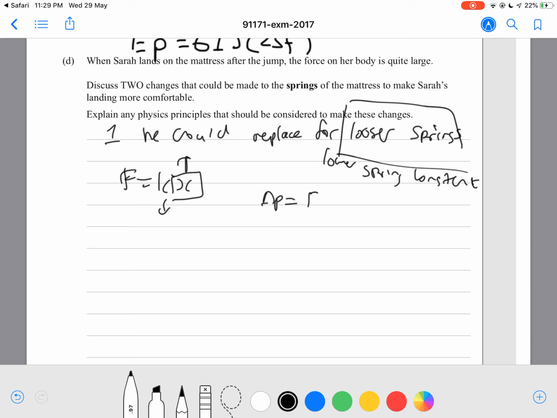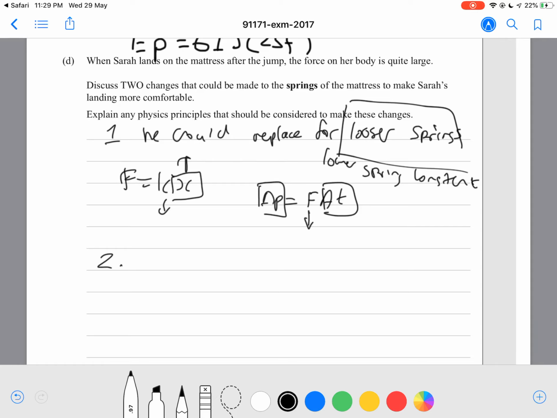So change in P equals force times change in time. By increasing the compression distance, we're increasing the change in time. So if we increase the change in time and the change in P is always the same, therefore the force will decrease. Because we made looser springs, when Sarah lands on it, it's going to compress more, so the mattress is going to go down more. So the change in momentum is going to occur over a larger amount of time, and that decreases the force. And we can do that by making looser springs and decreasing the spring constant.